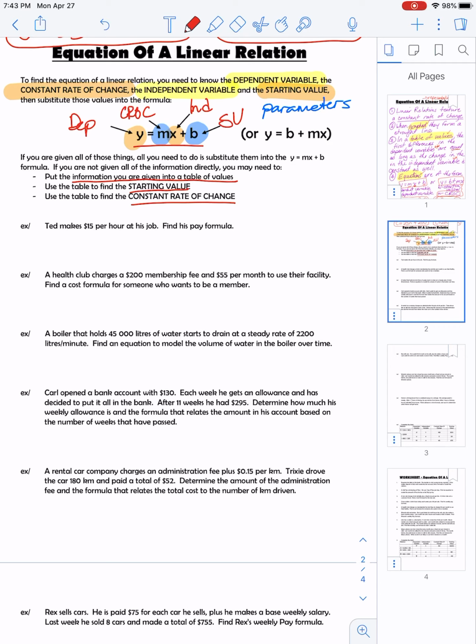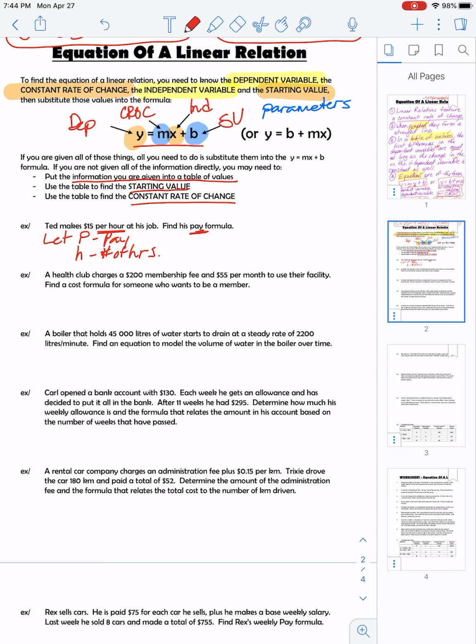So what's dependent on what here? Well, how much Ted makes, so what his pay is, depends on how long he works for. So we're going to say, let's let P be his pay, and let's let, I don't know, H. You can pick whatever variables you want. So let H be the number of hours, or the time that he's working for.